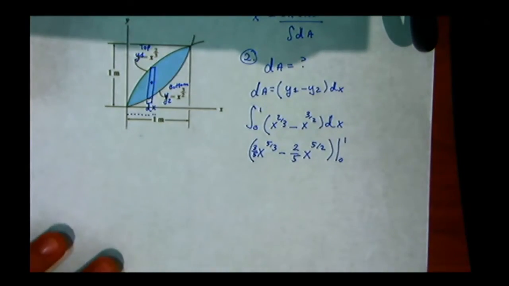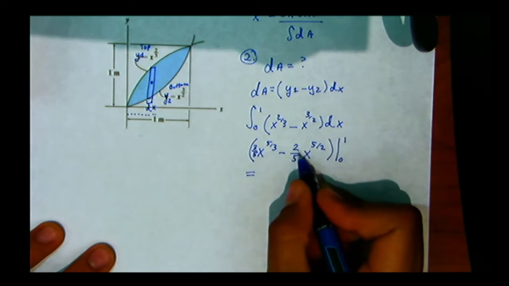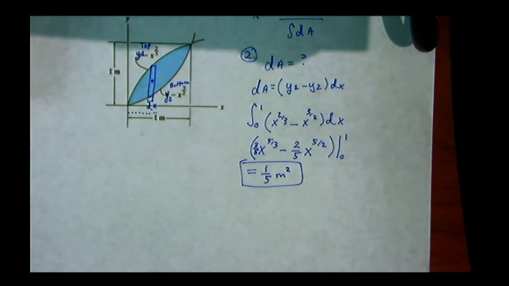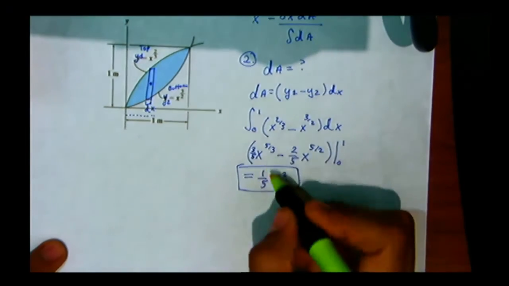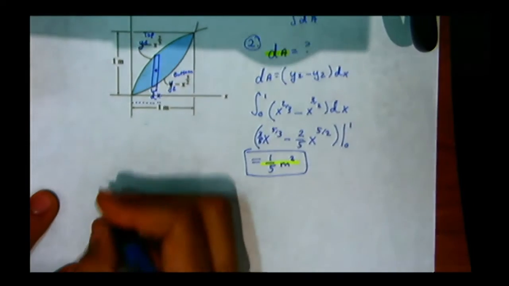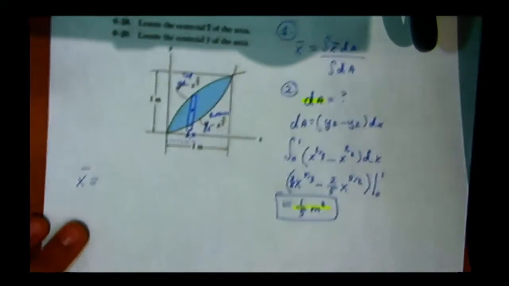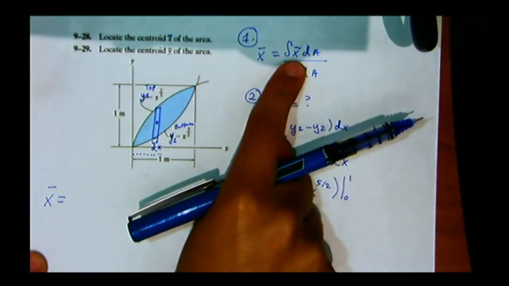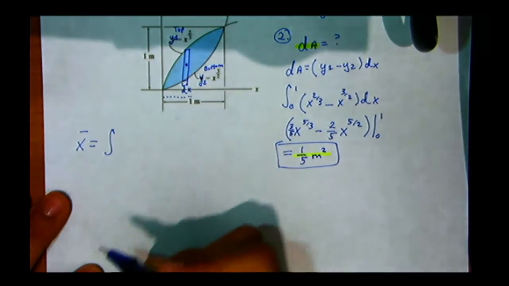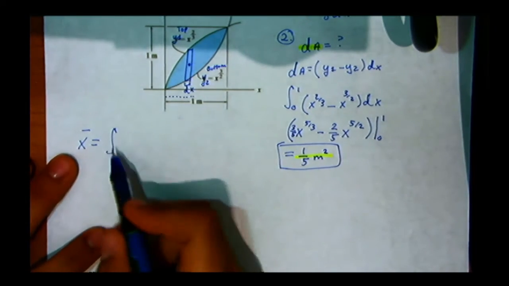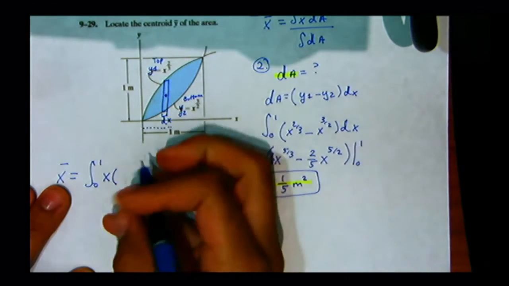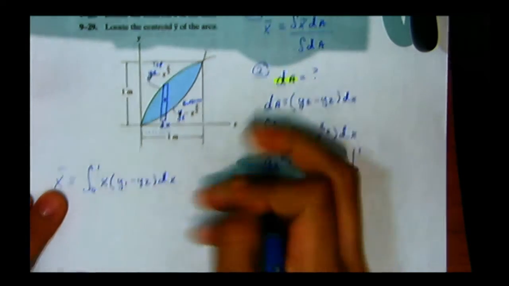So now we have dA. Sorry, we have the integral. Well, we have dA, and now we have the integral as well. So look at our big equation. And we got to do this integral, right? We just figured this integral out. So we have to integrate from what to what? What are boundaries? 0 to 1, perfect. x times our dA, which is this, over the integral of dA, which we just figured out was this. Okay? So now we do that.